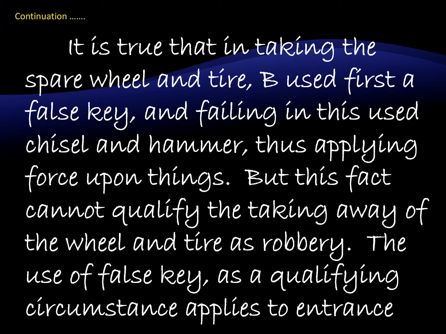It is true that in taking the spare wheel and tire, B used first a false key, and failing in this, used chisel and hammer, thus applying force upon things. But this fact cannot qualify the taking away of the wheel and tire as robbery.